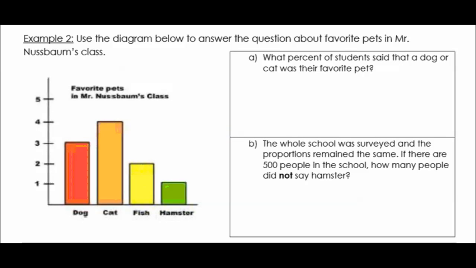Example 2 is giving us a bar graph that's talking about the favorite pets in Mr. Nussbaum's classroom. So we're talking about three people who like dogs, 4 people who like cats, 2 people like fish, and this one guy likes hamsters. So we're going to use that diagram to answer these questions. What percent of students said that a dog or a cat was their favorite pet? The big thing is there that they're asking for a percent. We don't know.